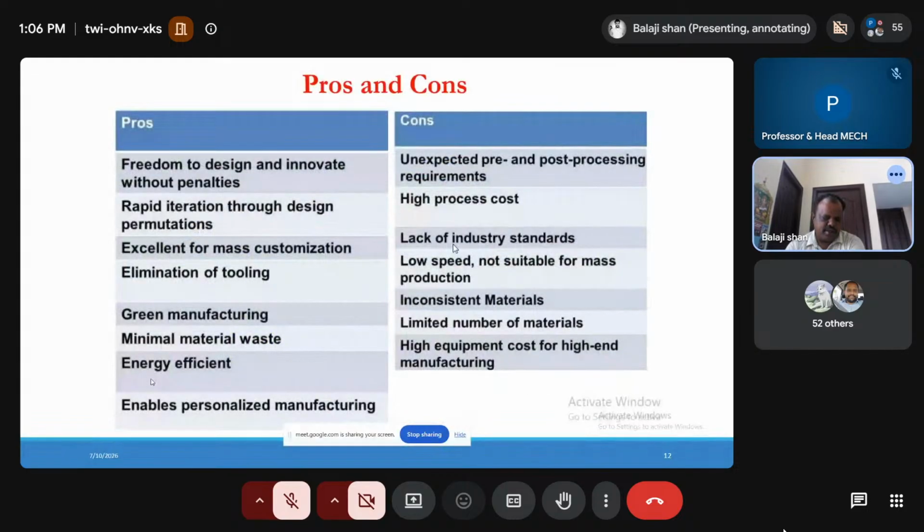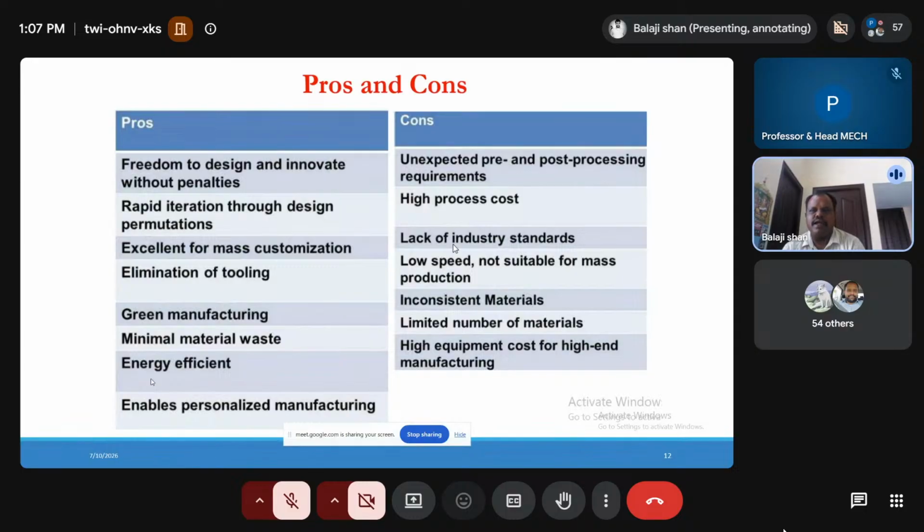Additive manufacturing also has some advantages and disadvantages. Among the advantages are freedom to design and innovate without any penalties, because we make the component at low cost with rapid iteration through design permutations. So there can be a number of trials before going for manufacturing. It is excellent for mass customization, elimination of tooling, green manufacturing, minimal material waste, energy efficient, and it enables personalized manufacturing.